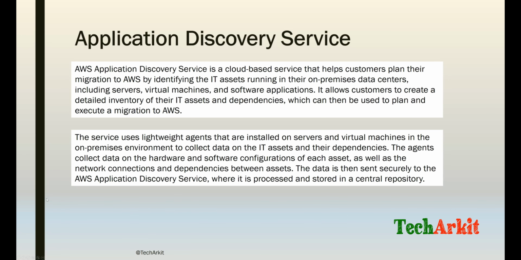This service uses lightweight agents, so you have to install the agents on your servers and virtual machines in the on-premises environment to collect the data on the IT assets and their dependencies. So how many IT assets you have, what dependencies they have, what databases you have, what applications are running, all this information. The agents collect the data on the hardware and software configuration of each asset, as well as the network connections and dependencies between assets. The data is then sent securely to the AWS Application Discovery Service, where it is processed and stored in a centralized repository.